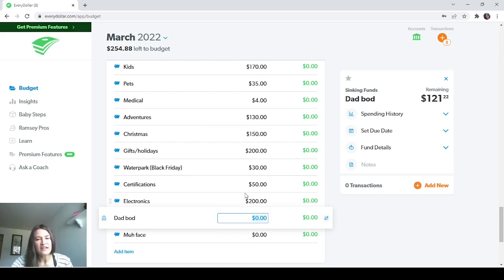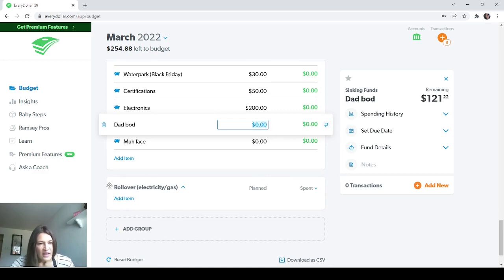Okay, so those are all of the sinking funds. This Dad Bod and Maface, whatever spending money we have left over at the end of the month, gets rolled into these two sinking funds. And it just builds up. Like, my husband has 121.22 right now, and these sinking funds build up to cover more expensive purchases, like for our hobbies or clothing, beauty purchases, all of those things.